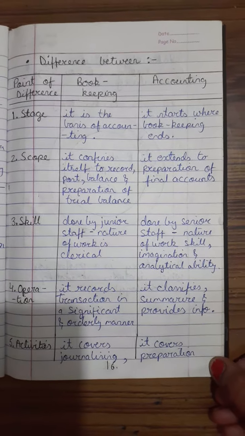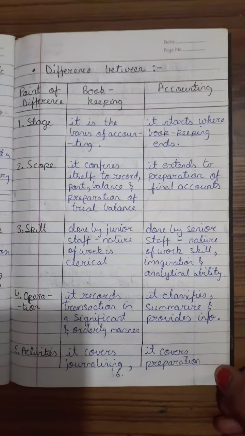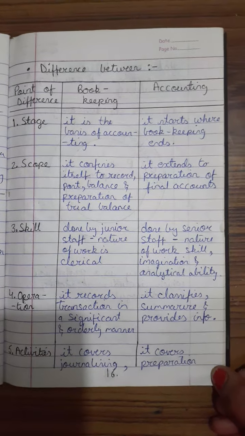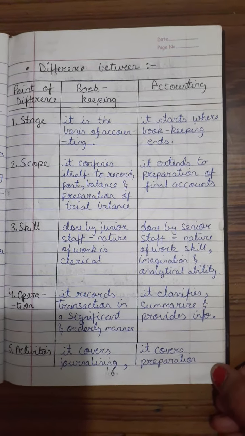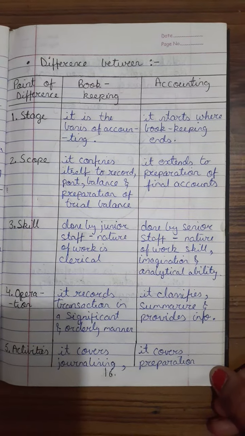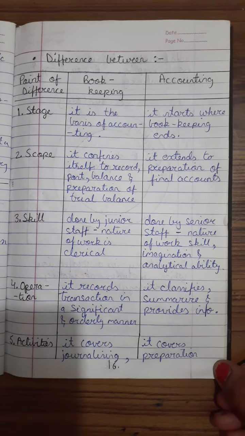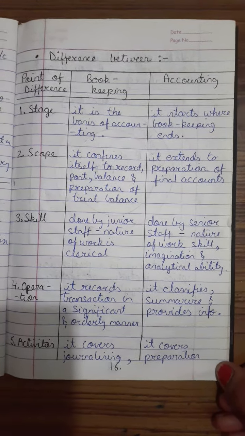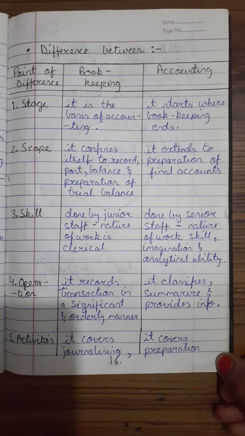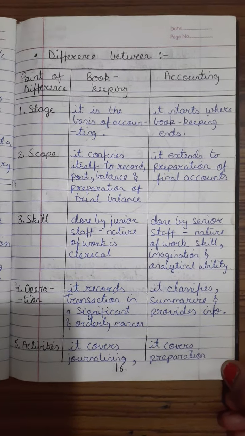Bookkeeping is done by a junior staff because the nature of work is clerical, whereas accounting is done by senior staff because the nature of work involves skill, imagination and analytical ability. Bookkeeping records transactions in significant and orderly manner, whereas accounting, it classifies, summarizes and communicates information to users.